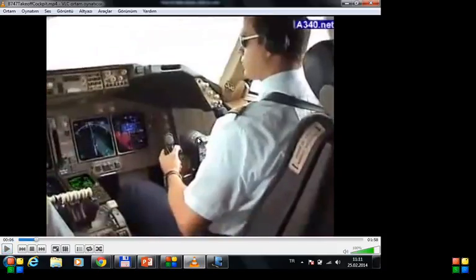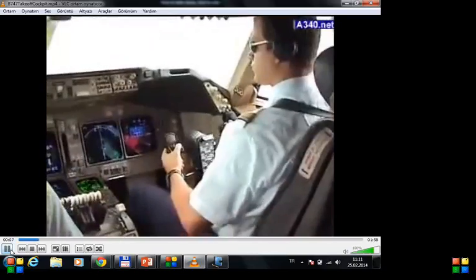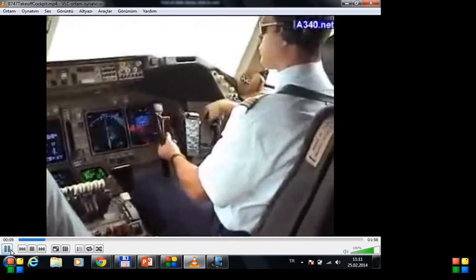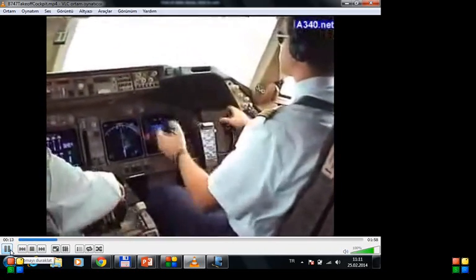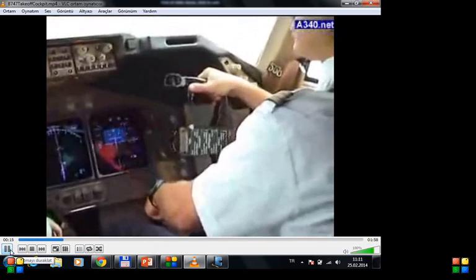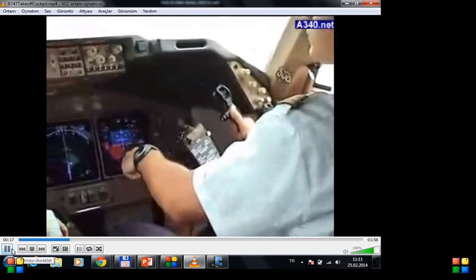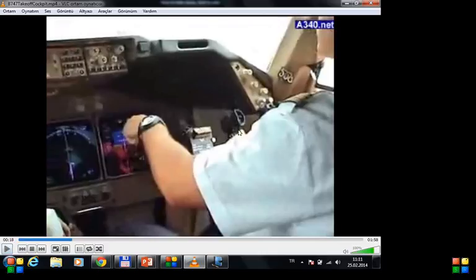Now this is for elevator control. The aircraft is not moving yet. So before the flight, the pilot is just checking that the controls are working properly. And now he's testing it the other direction. Now he's testing the aileron control. So this may look like a simple test, but it's very important.